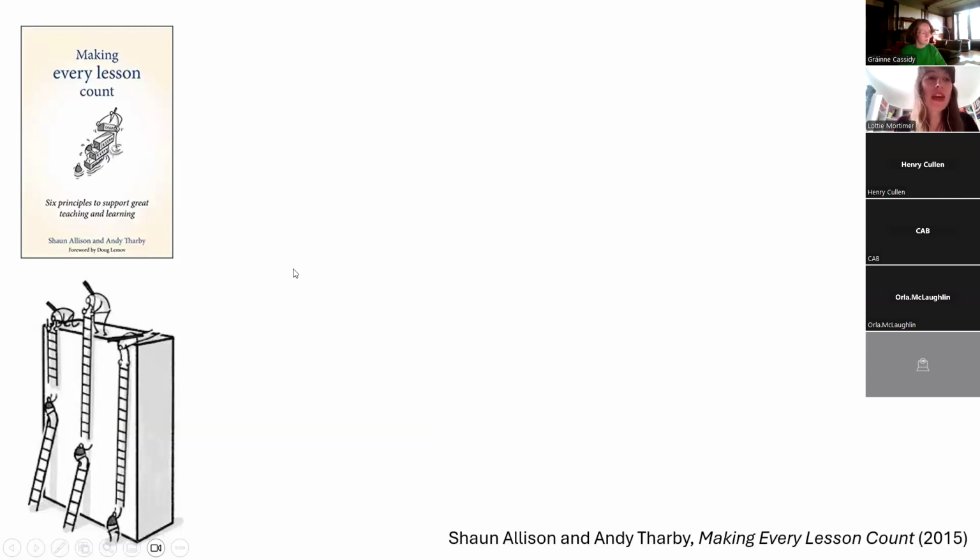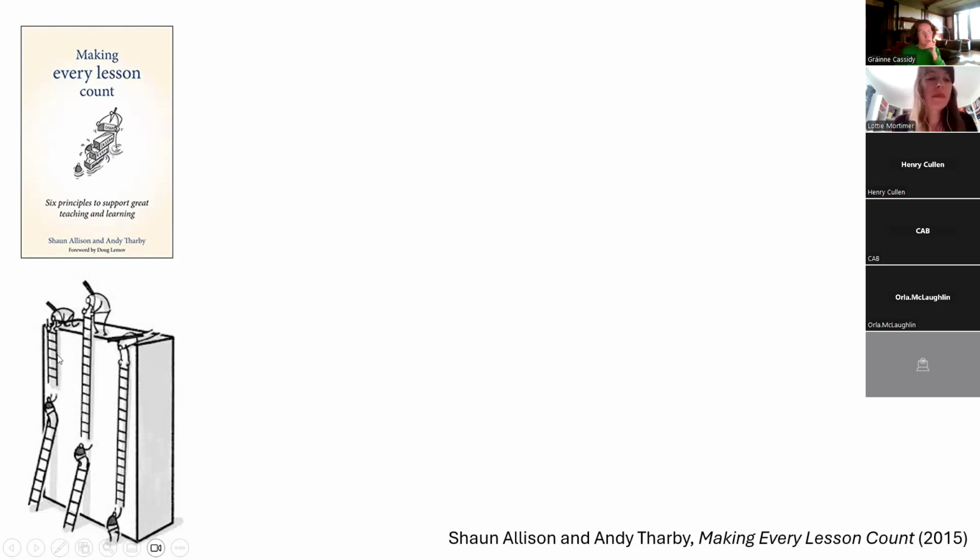Similarly, for Allison and Tharby in their work, Making Every Lesson Count, modeling and scaffolding are a really important part of their principles. Here's one of their visuals. We've got all our little learners at the bottom, and all of our learners in our classroom, whether you're teaching a group of mixed attainers, or in a grammar setting, even though you might have more higher attaining students, there will still be differences between them. All of your learners start at different learning points, and we need to give them the supports to reach that top, to reach excellence.